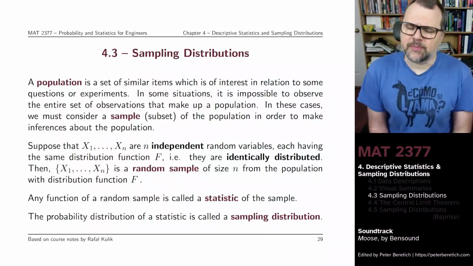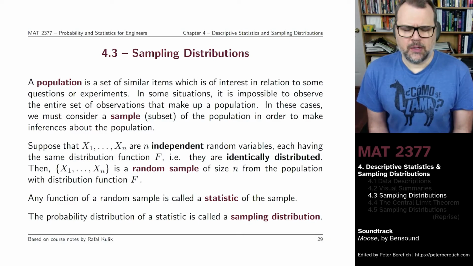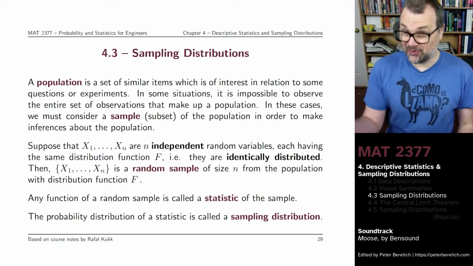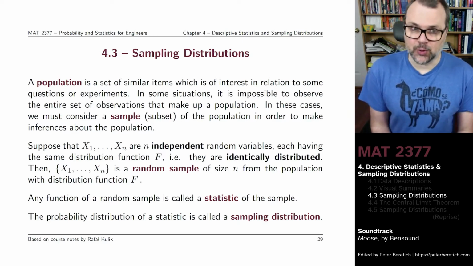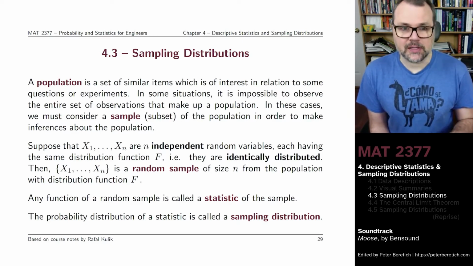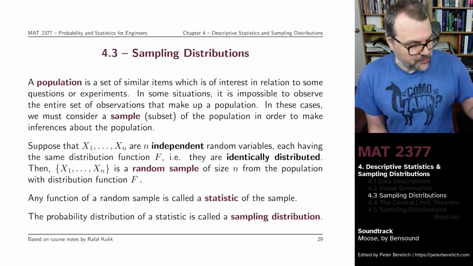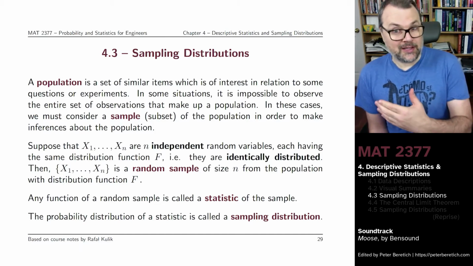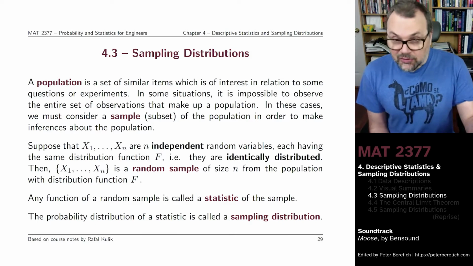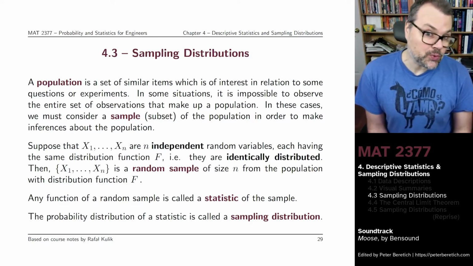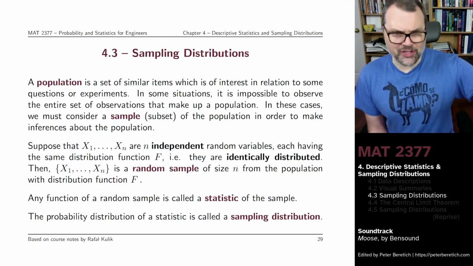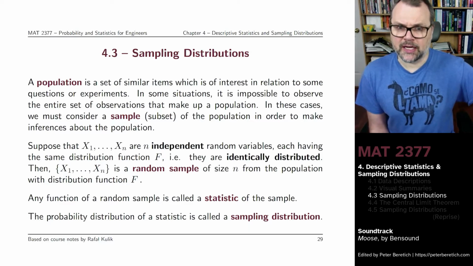Now we're going to start talking about statistics for real. And we do so by linking probability distributions with observations using sampling distributions. A population for us is going to be a set of similar items that you're experimenting or measuring things about. So a population could be, say, all the inhabitants of a country, or all the students in a classroom, or all possible widgets that are being produced by a production line.